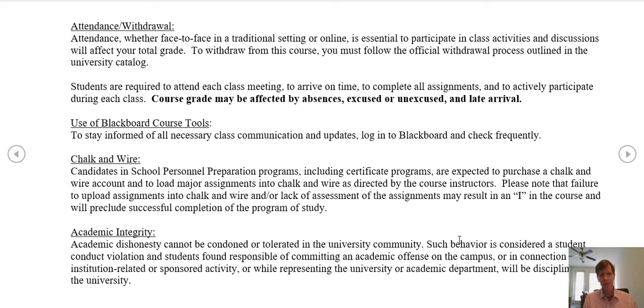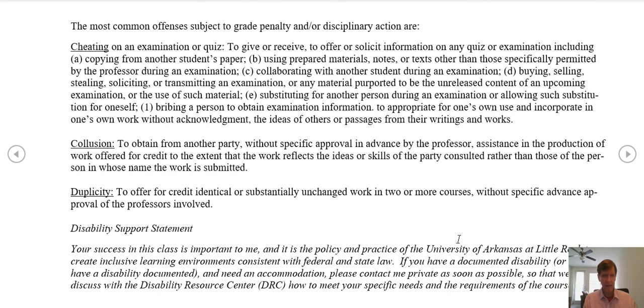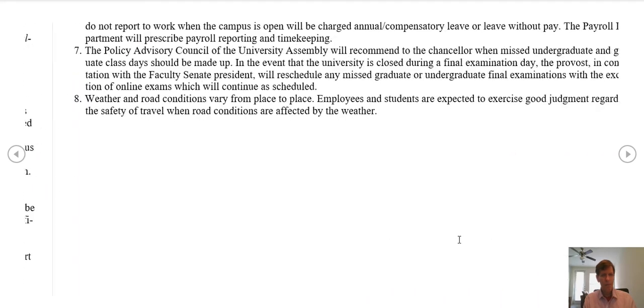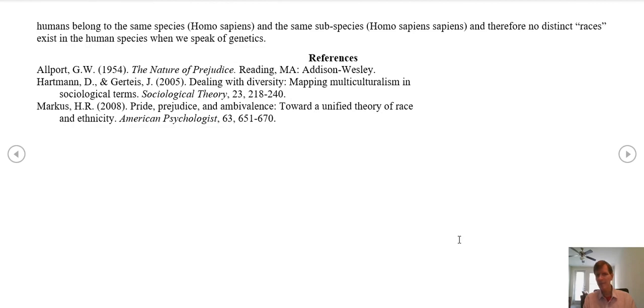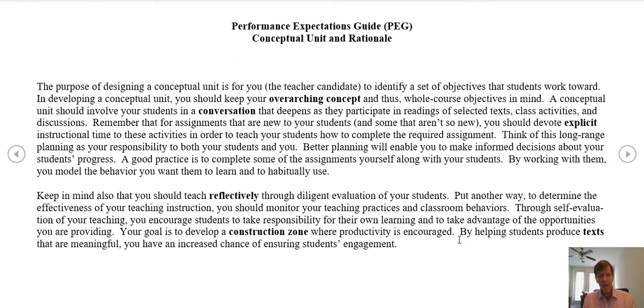And at this point, you can see the attendance withdrawal, academic integrity, this sort of thing you all know. Inclement weather policy. I had a little statement about what I mean by diversity. And here I go into Performance Expectations Guide for your conceptual unit of instruction. Please study this carefully. Print it out separately from the syllabus if you want to.